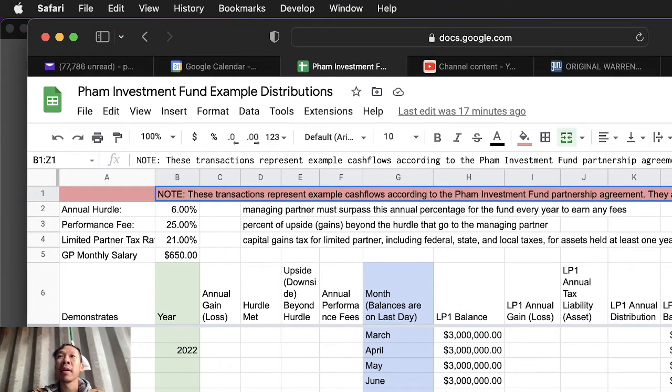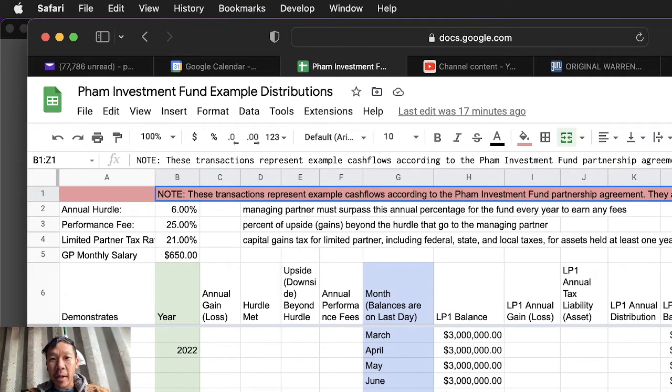And if there's a loss, it is borne by the general partner equally with the limited partners. And there's no limited liability. Well, there is beyond the fund, but whatever you deposit in the fund could go to zero in the worst case, and that is equally borne by all the partners, general and limited.